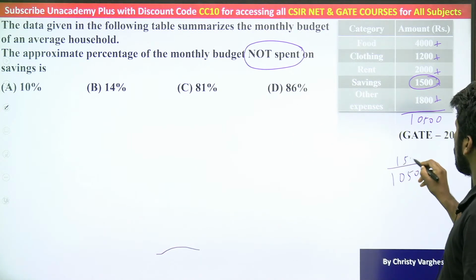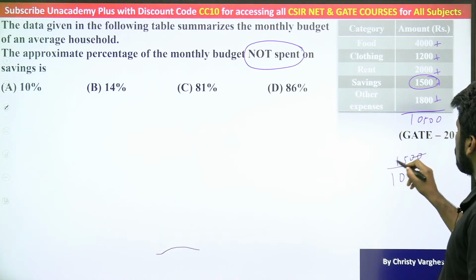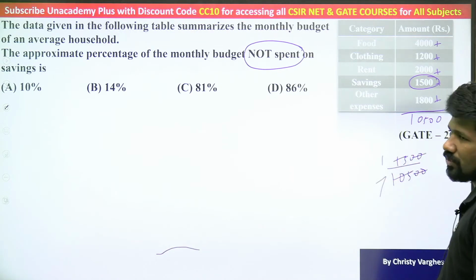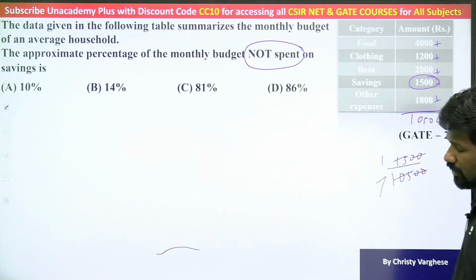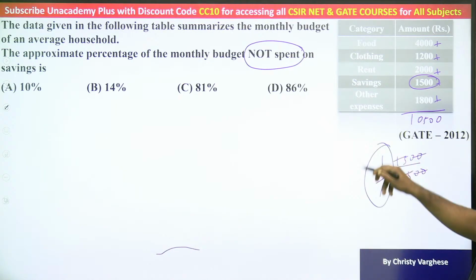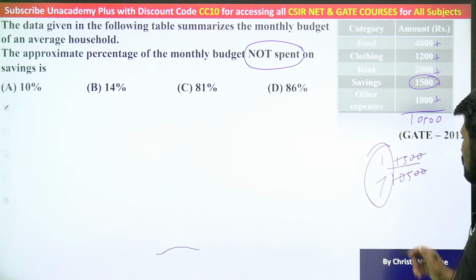10,500, 1,500 is spent on savings. So when you cancel it, you will get 1/7. Yeah, if you know mental math, you can do this question even faster. 1/7 is spent on savings. So definitely the remaining 6/7 is not spent on savings.